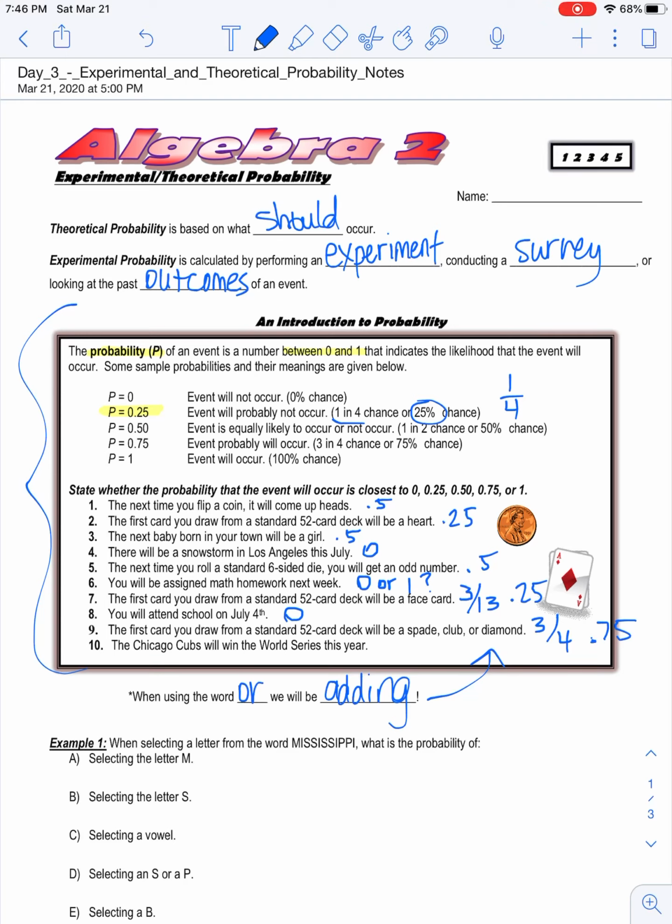And finally, the Chicago Cubs will win the World Series this year. Well, that's kind of an opinion, so I'll just skip that last one. And if you're a Cubs fan, maybe you said a 1 or a 0.75 or 0.5, or maybe you said a 0. So there's no exact answer there.